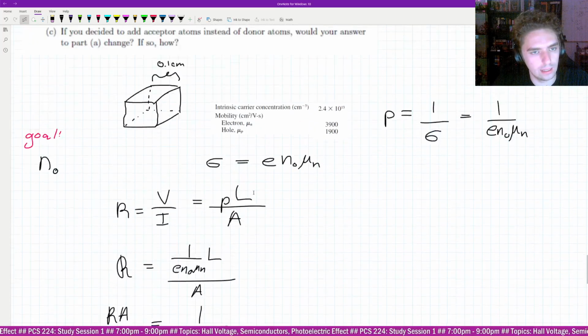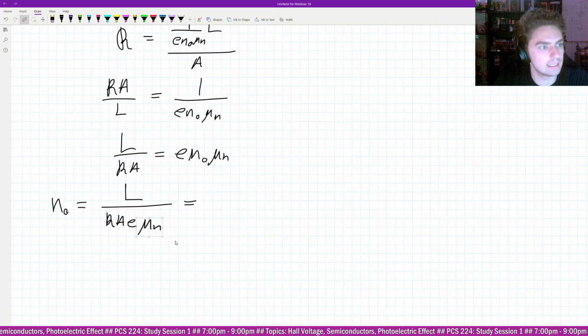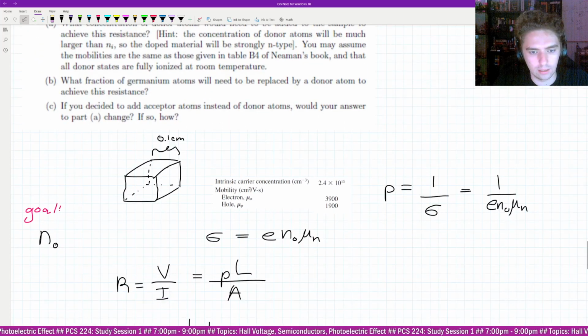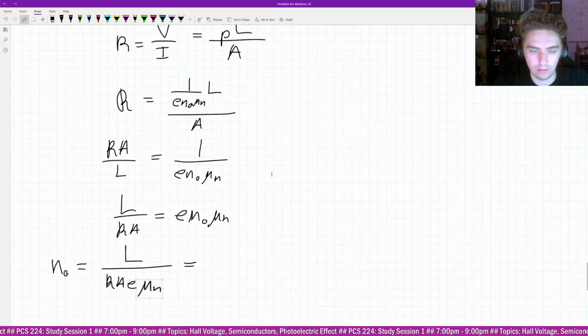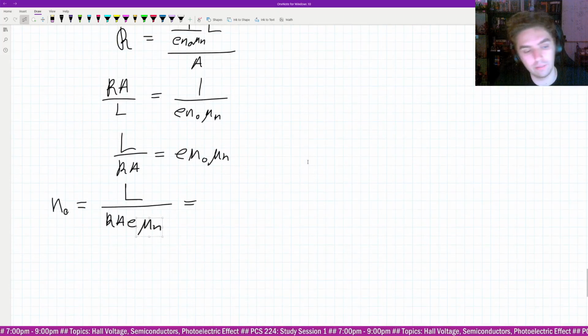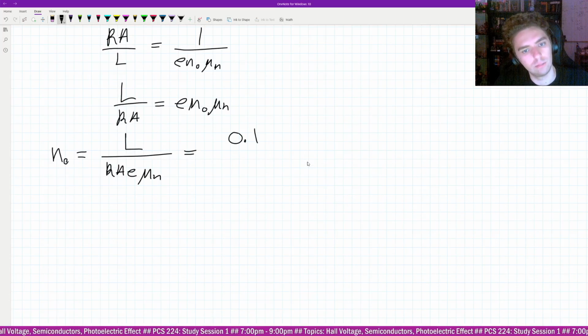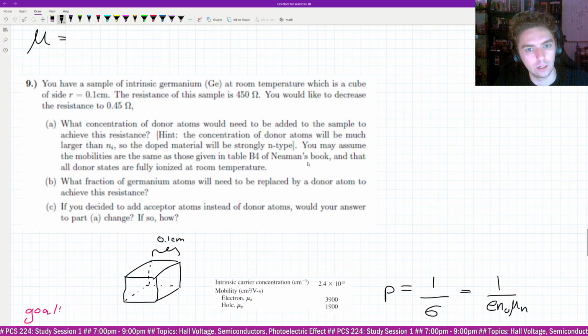So L, can I leave everything in centimeters? I'm worried about leaving everything in centimeters. Is something going to screw up here? Amps is coulombs per second. That's fine. Mu is in centimeters squared. Okay, I think we can leave everything in centimeters. All the values from the textbook, I'm pretty sure, are always given in centimeters. So 0.1 over 0.45 times the current. Current we don't know.